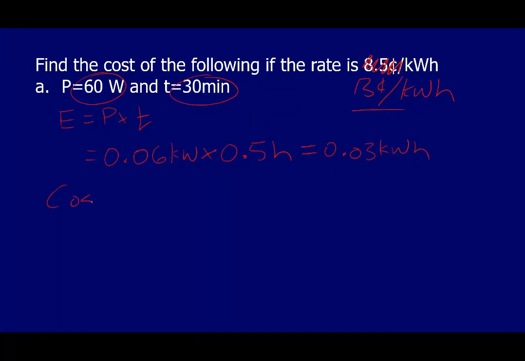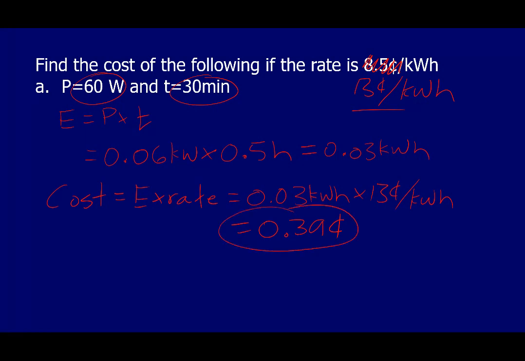To find the cost, though, which is what we end up wanting to do, you take your energy and you multiply it by the rate. The rate is given in the question. That's the 13 cents per kilowatt hour. So in this case, you're going to end up typing in 0.03 kilowatt hours times 13 cents per kilowatt hour. 0.03 times 13 cents is 0.39 cents. That's how much it costs.